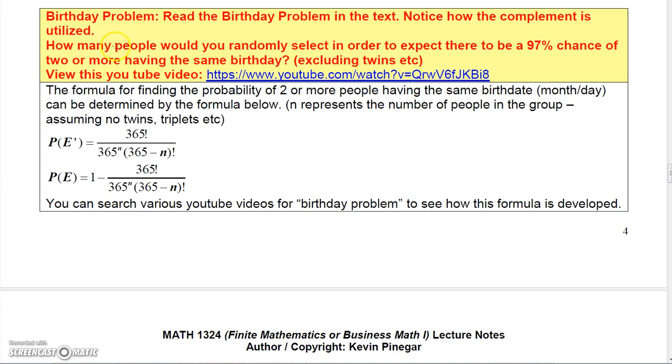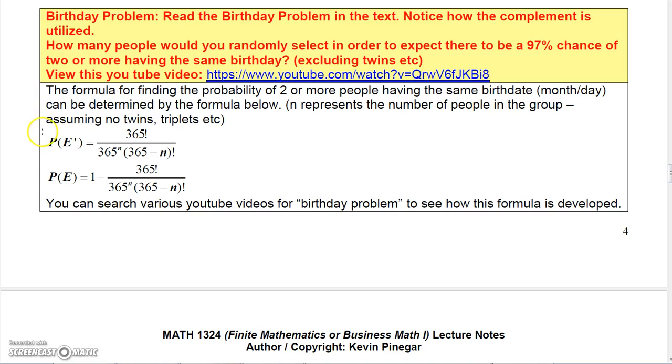The birthday problem is a special problem that's discussed in probability, and it goes like this. How many people would you randomly select in order to expect there to be a 97% chance of 2 or more people having the same birthday, excluding twins, of course? Basically, let's say we have a certain number of people in a room and we want to know the probability that 2 or more have the same birthday.